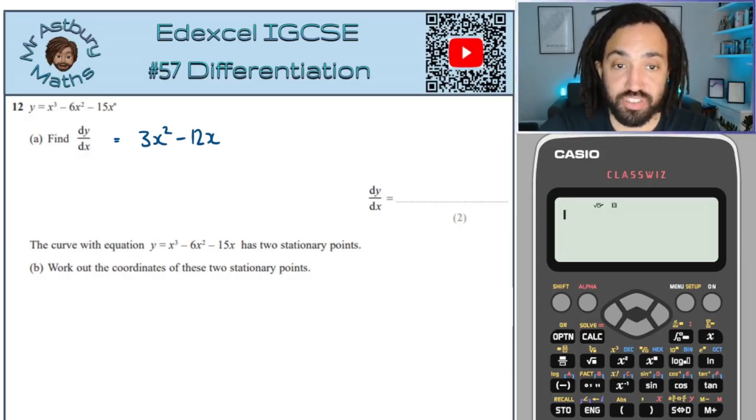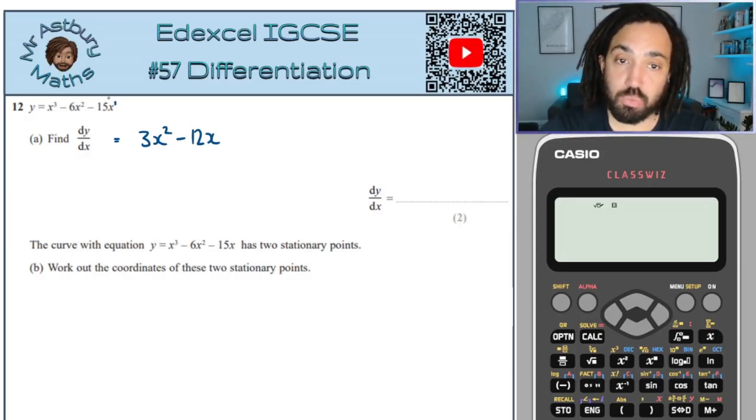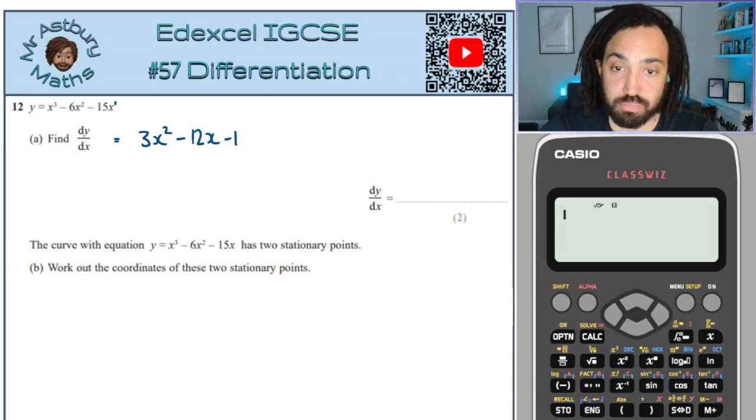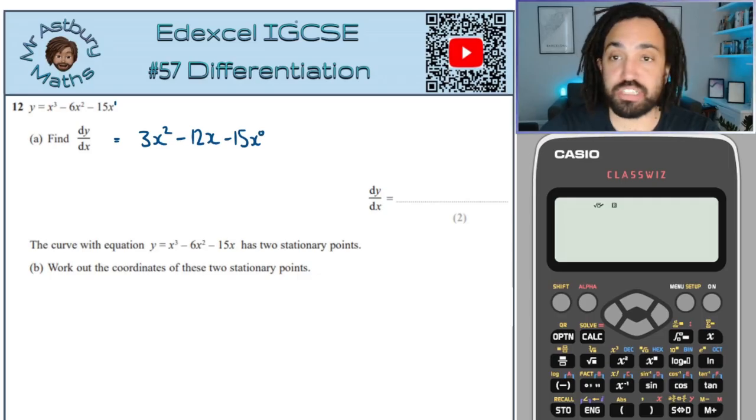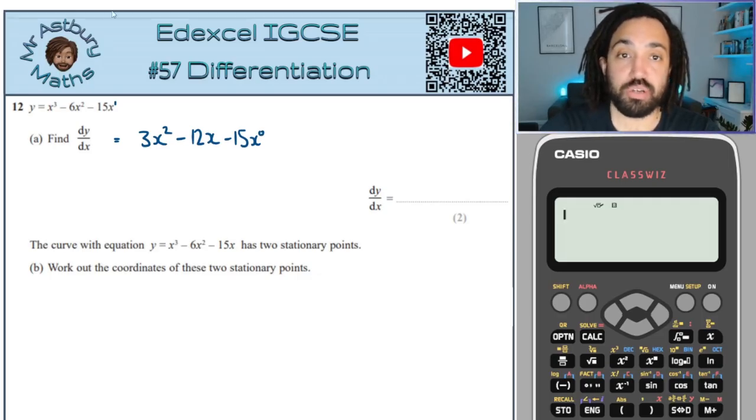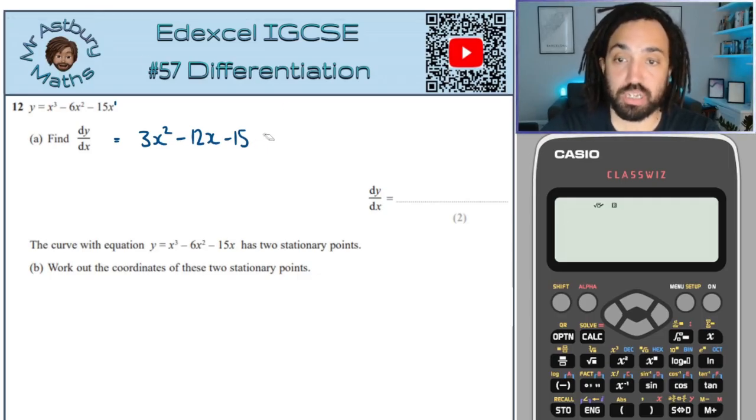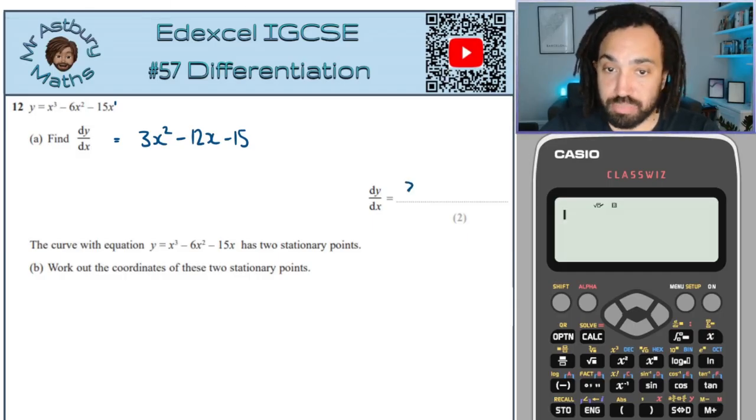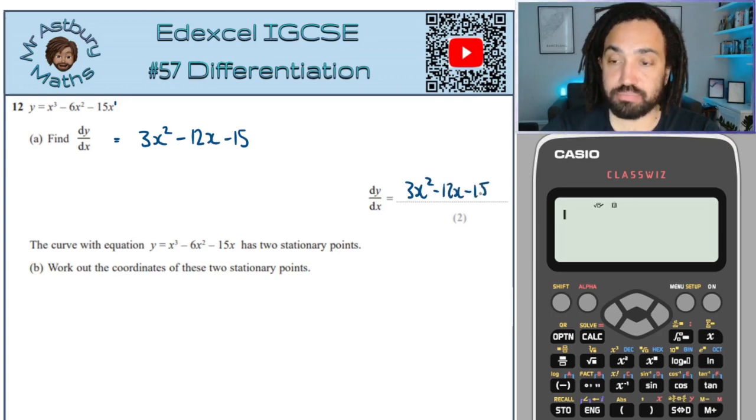And next, this is minus 15x to the 1. 1 times minus 15 is minus 15. We drop the power down, x to the 0, or anything to the power 0 is 1, so we don't need to write that at all, because we're timesing by 1, it makes no difference. There we go, we've differentiated that, and that is 3x squared minus 12x minus 15.